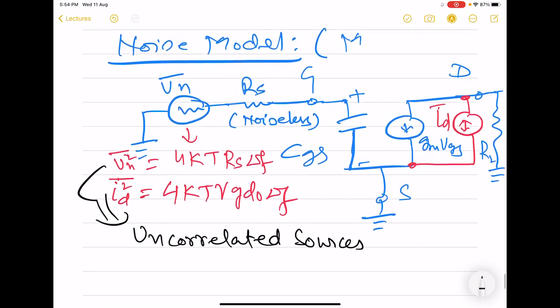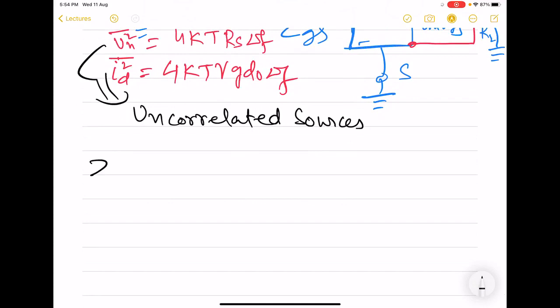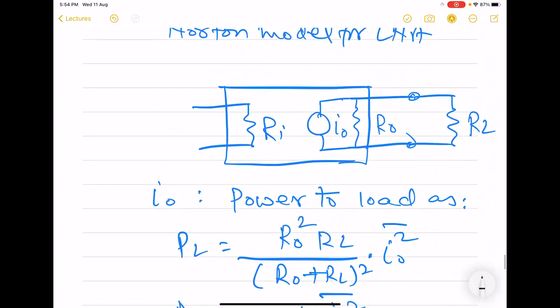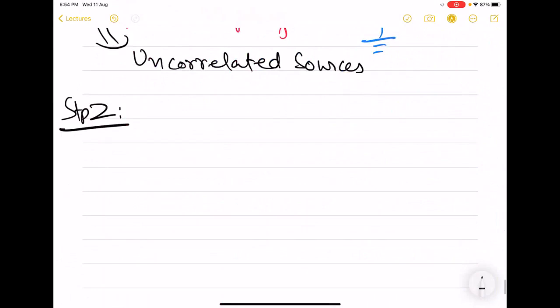Now from each of these sources, that is from RS and from the MOS, we will find out what is the short circuited output current. As was pointed out, this I naught is basically the short circuited output current. If you short circuit, the entire I naught flows through this, not through RL, neither through R0. So in step two, we find out the short circuited output current due to each of the sources one by one.